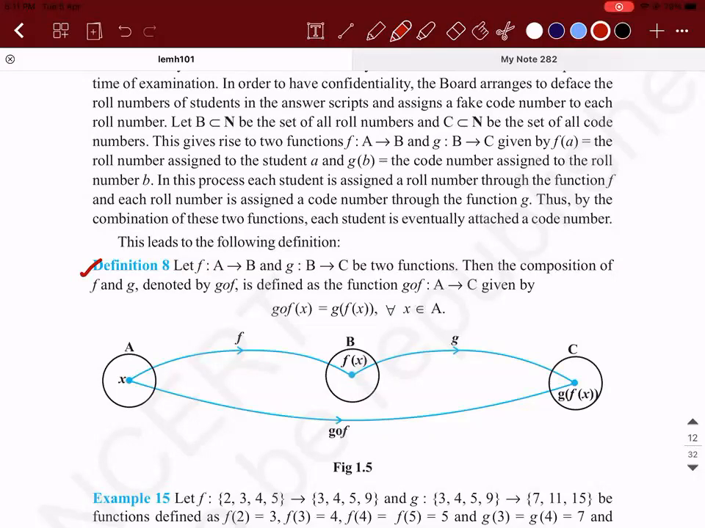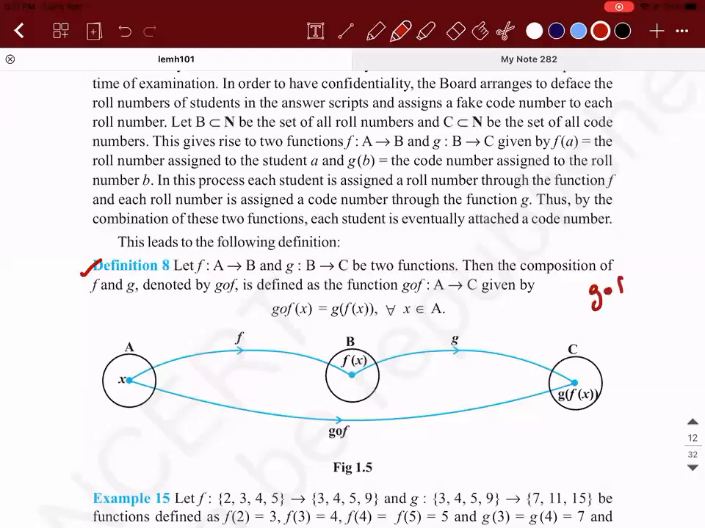You have one function f which is defined from A to B. So A is the domain, B is the codomain. And you have another function g which is defined from B to C. So for you to define composition of function, the first step to be crossed is that the codomain of the first function should be the domain of the second function. So f maps from A to B and g maps from B to C. Then the composition of functions f and g is denoted as g circle f.